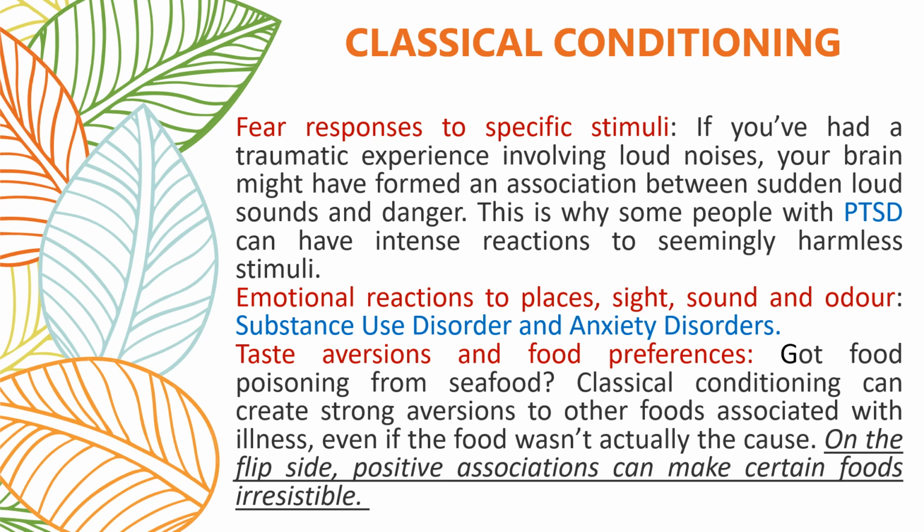For example, if one had got food poisoning because of seafood, classical conditioning can create strong aversions to the other foods associated with the illness. For example, he had taken the seafood and along with that he also had salad or some other food which is not seafood, and that person can get aversion to these other foods also. And this happens in a vice versa form also. On the flip side, positive association can make certain food irresistible. If the experiences are good, then certain food can make you more hungry.